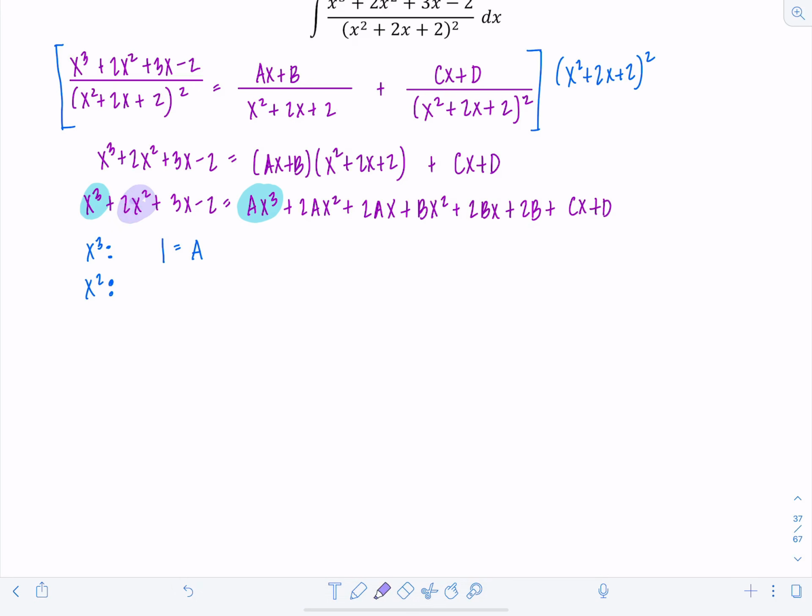I've got a 2x squared here, a 2ax squared, and a bx squared. So that means 2 must equal 2a plus b. Well, I already know a is 1. So if a is 1, then b has to be 0. See, even though these look really scary to start off with, typically solving them is not so bad.